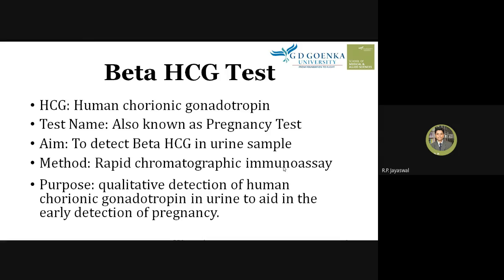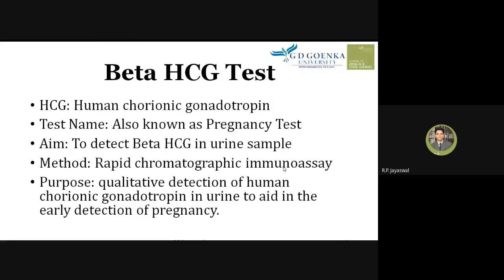What is the purpose of the beta HCG test? This test is done for the qualitative detection of human chorionic gonadotropin in urine to aid in the early detection of pregnancy. So if a female wants to know whether she is pregnant or not, she can go for this test. And this test gives us the early detection of the pregnancy.